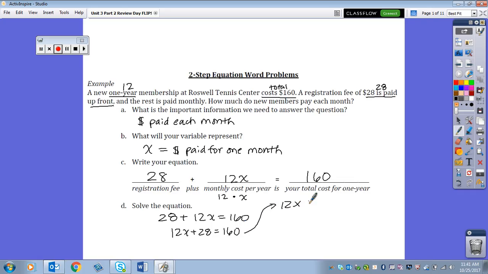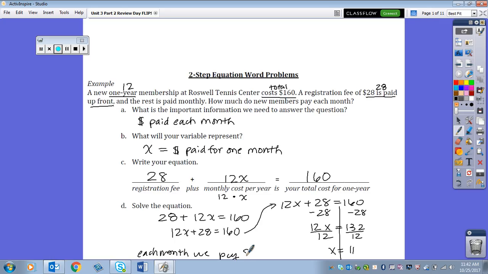We then draw our tracks or our line, and we get rid of the addition first by subtracting. If you need to do your do or undo list, you can do that. Type in 160 minus 28 into your calculator, and you're going to get 132. And then we're going to divide both sides by 12. We get x equals, type that into your calculator, 12 goes into 132 11 times. So what that means, 11 is the amount of money that we're paying for 1 month. So each month we pay $11.